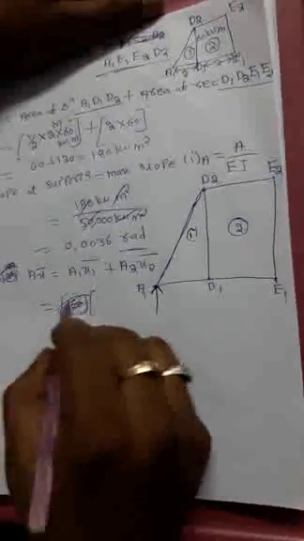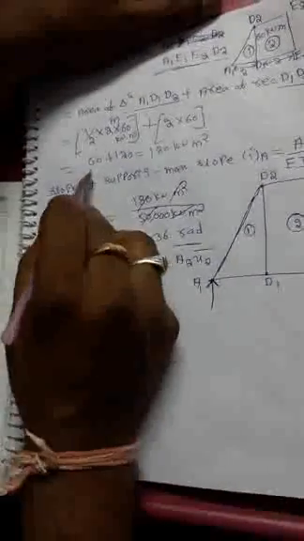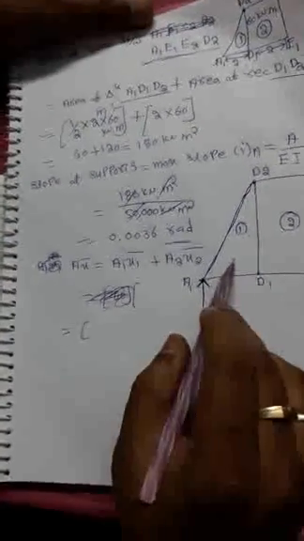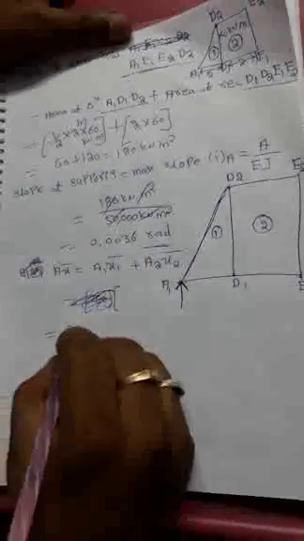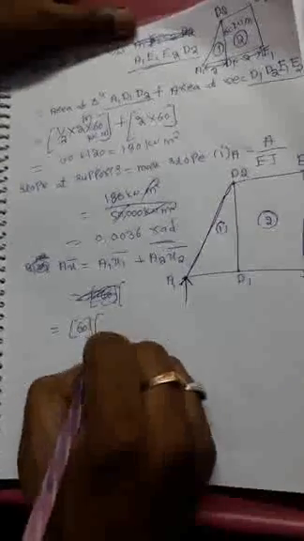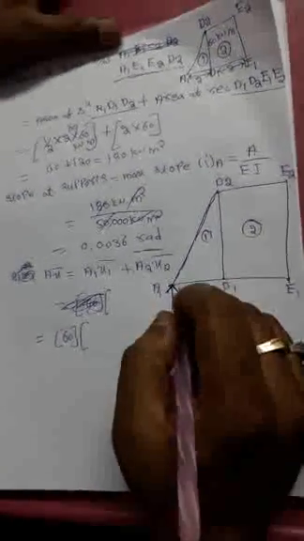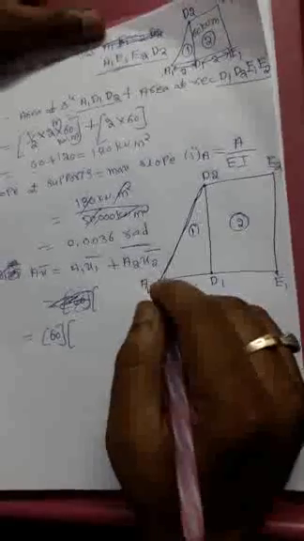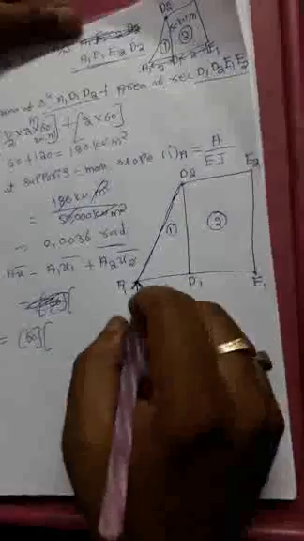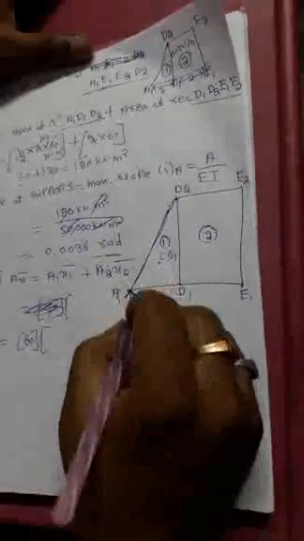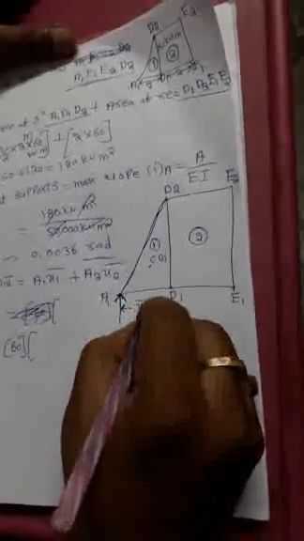A1 is the area of the first body, which we already have. It looks like a triangle, and the triangle formula is half into base into height. That answer is 60 into x1. So x1 is nothing but the center of gravity of the BMD of the first body. This is the center of gravity point, and here is the x1 bar.